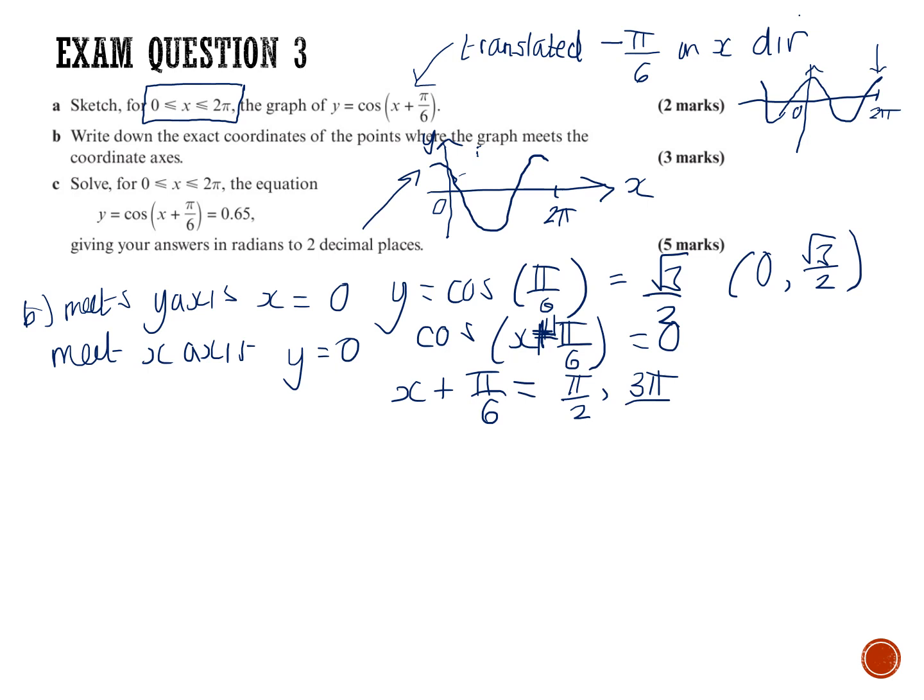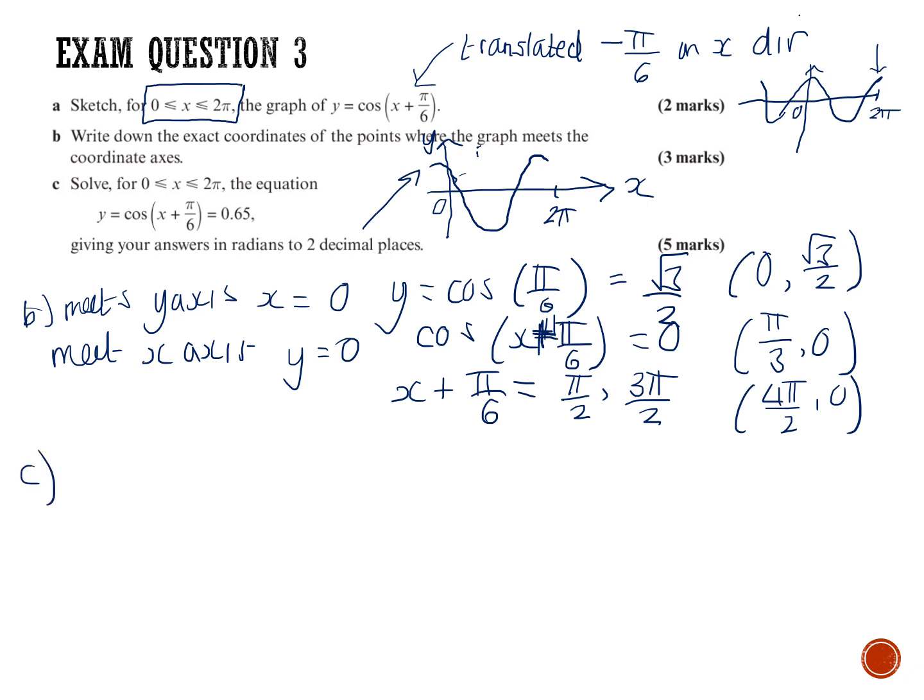To get the coordinates of my translated graph, I'm going to subtract pi by 6 from each of those. That's going to give me my two answers. Use your calculator if you're not very good with fractions. That's pi by 2 minus pi by 6, and this is 3 pi by 2 minus pi by 6. Okay, so those are my answers.